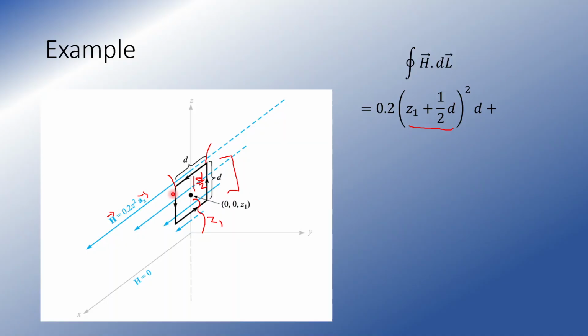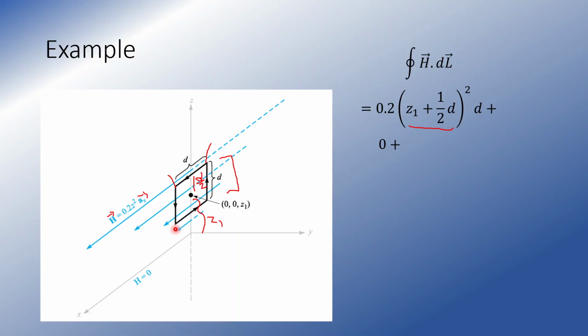So now considering the downside, we have to find H dot dl. We know that dl is d, but as told, H is present only in the x direction. This is the downward z direction, so H should be 0. So H dot delta L there will be 0.